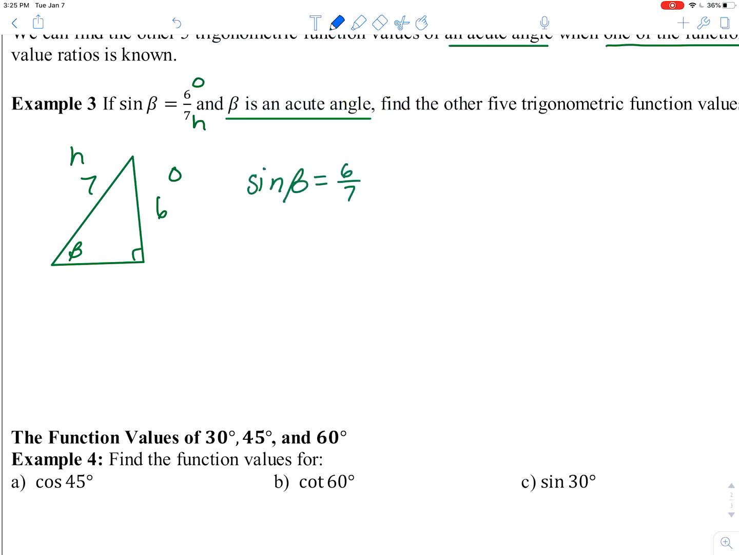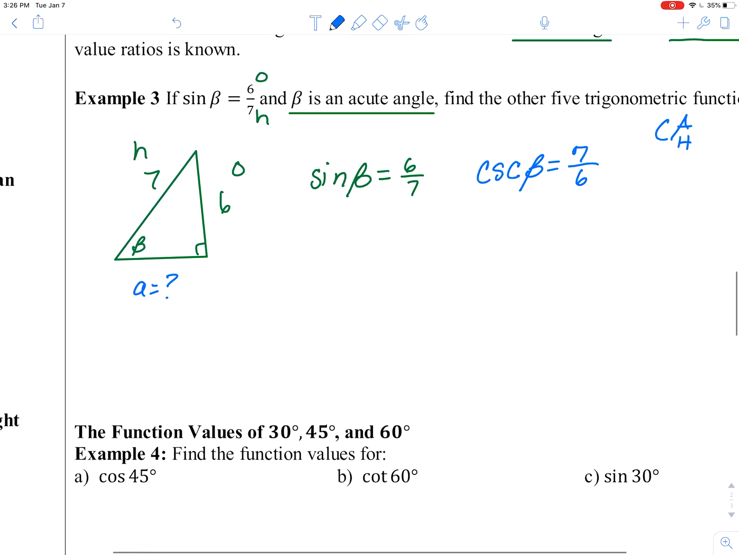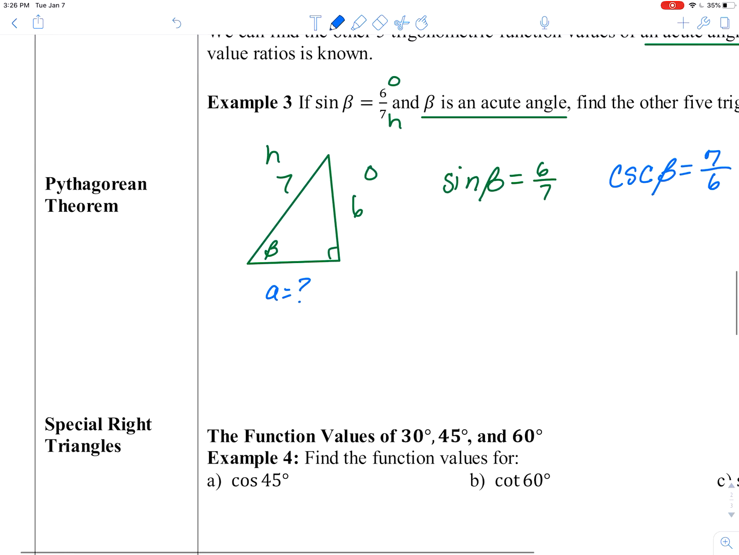Okay, so I know I'm given the information that the sine of beta is 6/7. Well, without really doing any math, here's what I know. I can use the fundamental trig function that says that the cosecant of beta is just the reciprocal of the sine of beta. And so now I know that. But cosine is a over h. I need adjacent. The problem is over here, I don't know what a equals. However, I can use the Pythagorean theorem to find it.